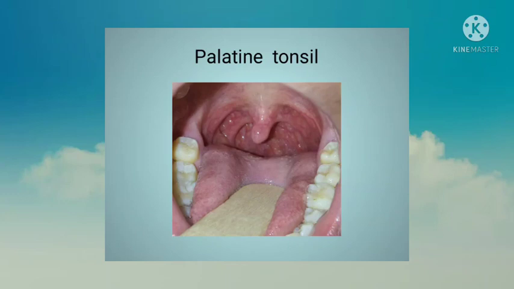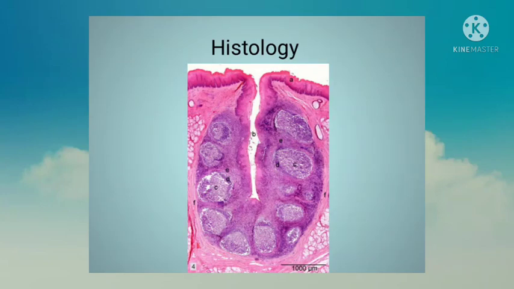Finally, the palatine tonsil. Each palatine tonsil consists of diffuse lymphoid tissue in which lymphatic nodules are present. The lymphoid tissue is covered by stratified squamous epithelium continuous with that of the mouth and pharynx. The epithelium extends into the substance of the tonsil to form several tonsillar crypts. Numerous mucous glands open into these crypts.